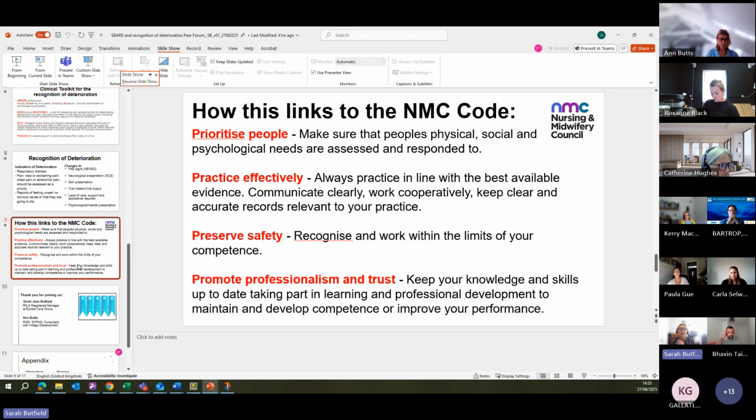We also have to be clear that we practice effectively and we use the most relevant, up-to-date research and best practice when we are implementing clinical practice. We need to make sure that we preserve safety, not only for the residents we care for, but also for our team members and staff within our environments who could be put at risk in emergency situations. And at all times, we have to show that we promote professionalism and trust. And that is how we demonstrate our knowledge and our skills.